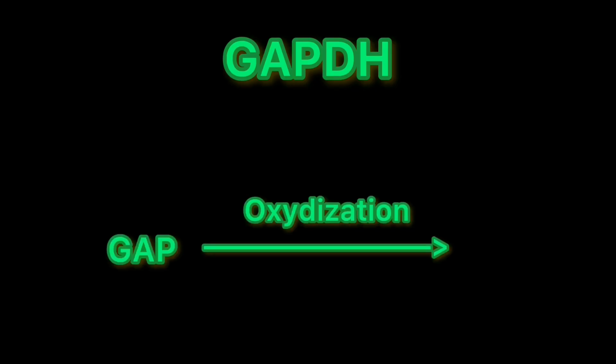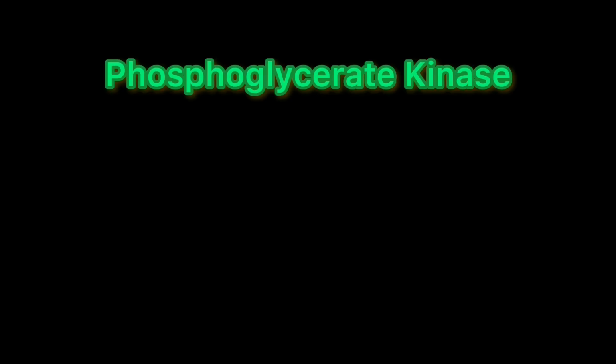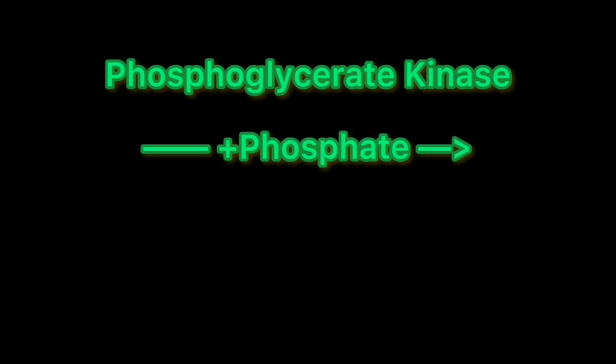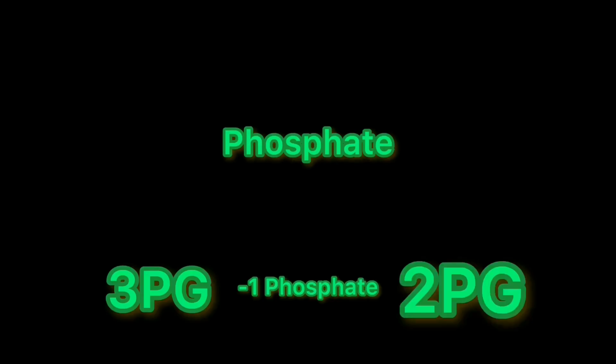After that, glyceraldehyde 3-phosphate dehydrogenase, or GAPDH, oxidizes GAP and adds an inorganic phosphate, which makes 1,3-bisphosphoglycerate, or 1,3-BPG, and NADH. After all this, phosphoglycerate kinase transfers a phosphate from 1,3-BPG to ADP, forming ATP and 3-phosphoglycerate, or 3PG. Next, phosphoglycerate mutase moves the phosphate on 3PG to form 2-phosphoglycerate, or 2PG.